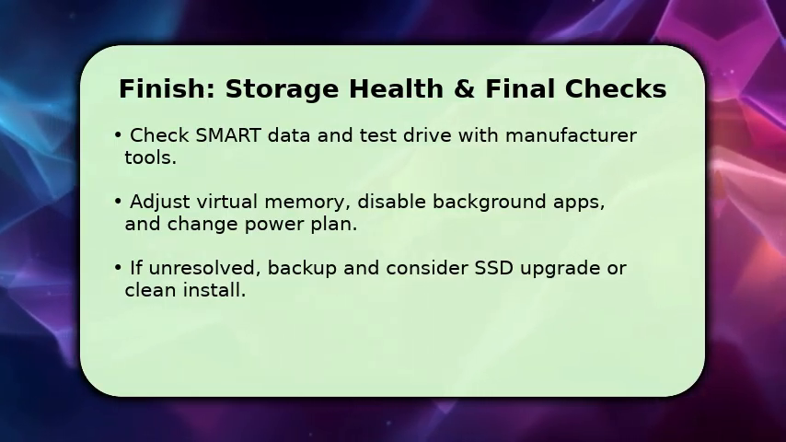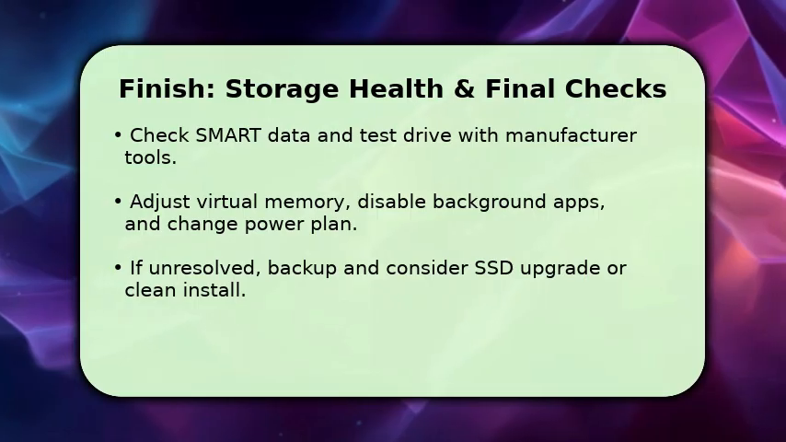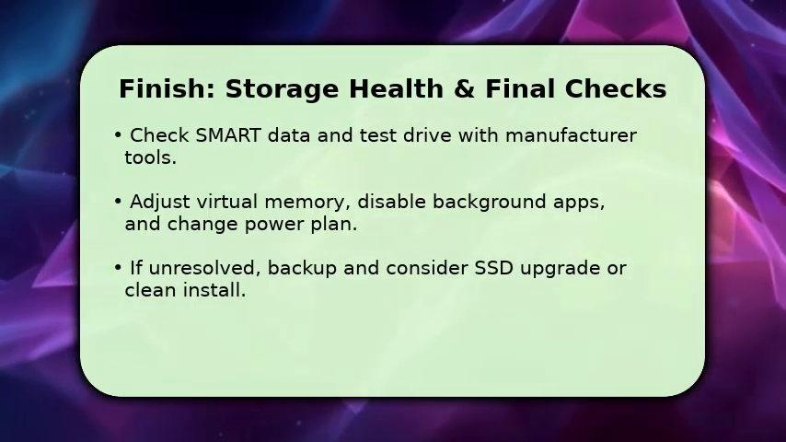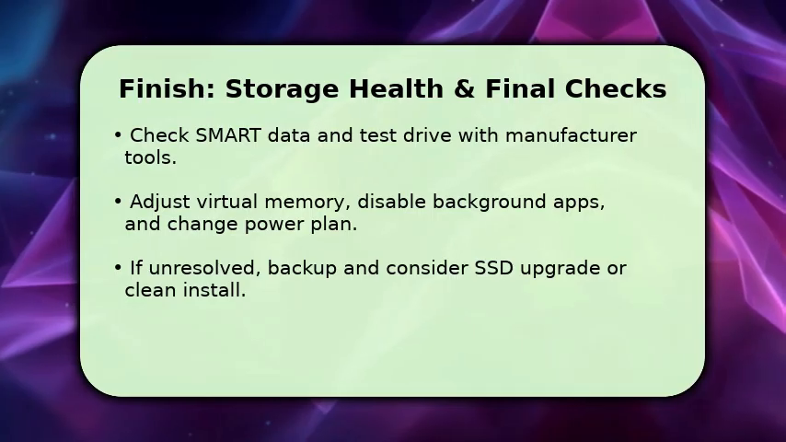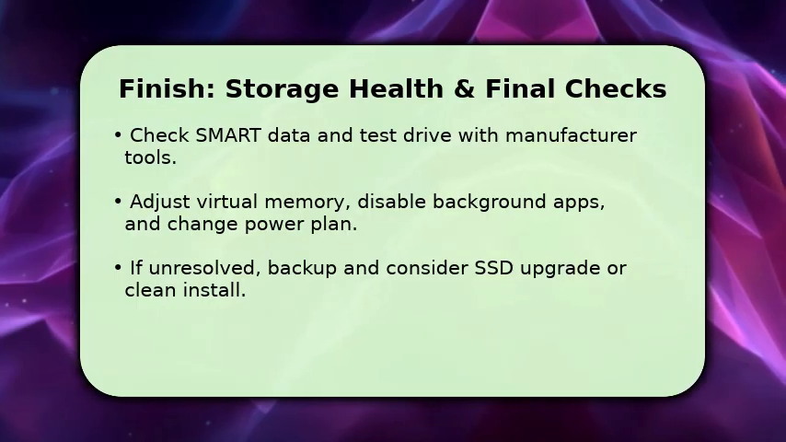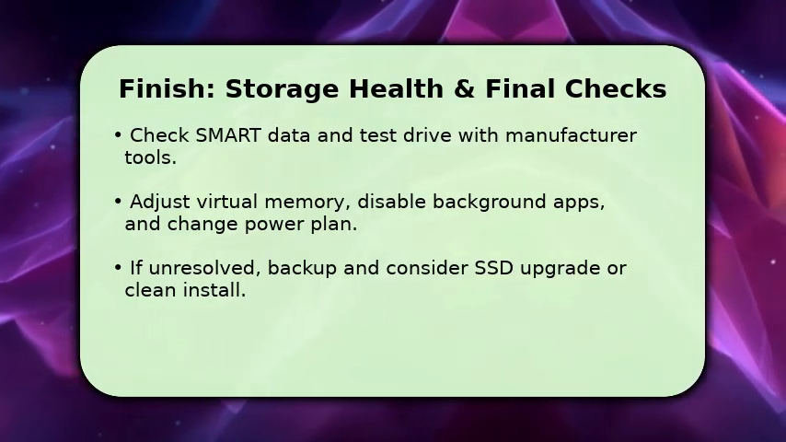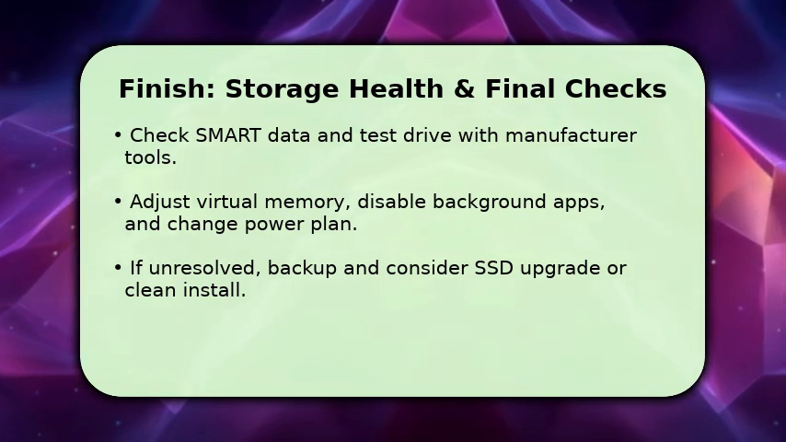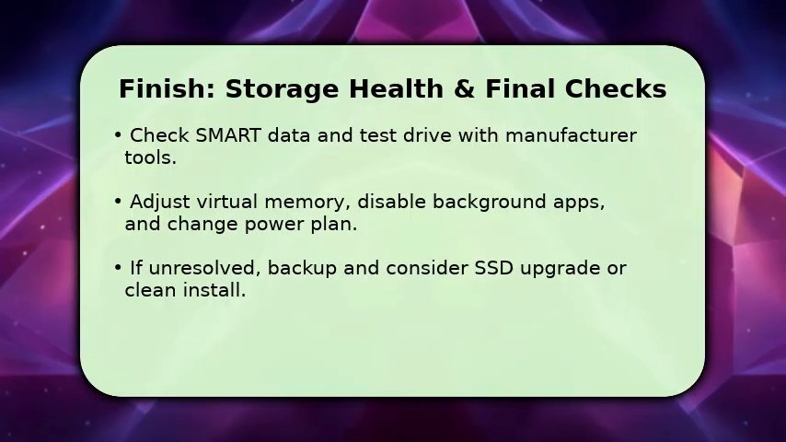Once you've ruled hardware out, adjust virtual memory to system managed, disable unnecessary background apps, and set a balanced or high-performance power plan so the disk isn't throttled. Make sure to reboot and monitor. If problems persist after these steps, back up your data and consider migrating to an SSD or performing a clean Windows reinstall as the final remedy.